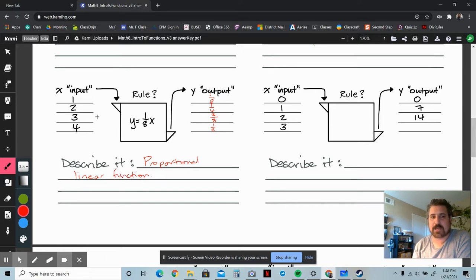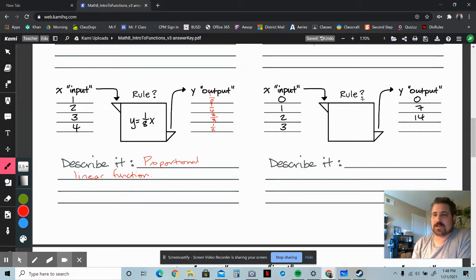Why is it a function once again? Because for every x, there's only one y. When you put a 1 in, you get a 1/8 out. Every time you put a 1 in, you're going to get a 1/8 out. There's no time where you put a 1 in and get something different than 1/8. Okay, let's take a look at the next one.